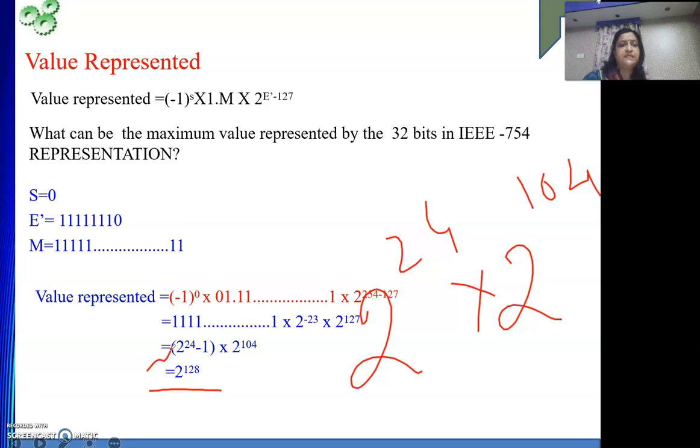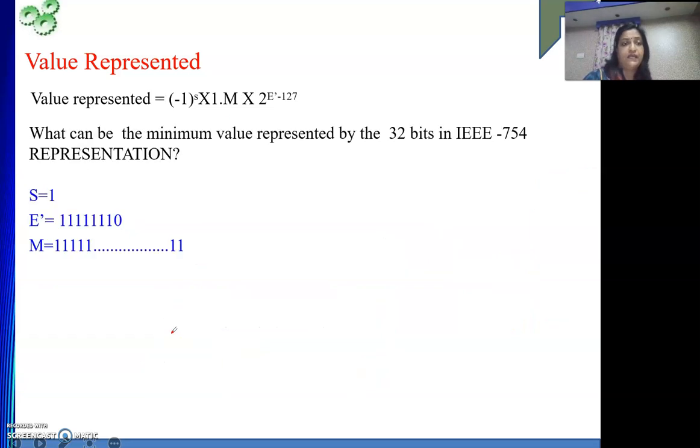So what I have represented is the maximum value that I can represent using IEEE single precision, right? Why I have not taken one, that also you know. And for maximum, I should take all one. And hope this part of the calculation is also clear, right? So this is there for the maximum value. Then next I will see what the minimum value is.